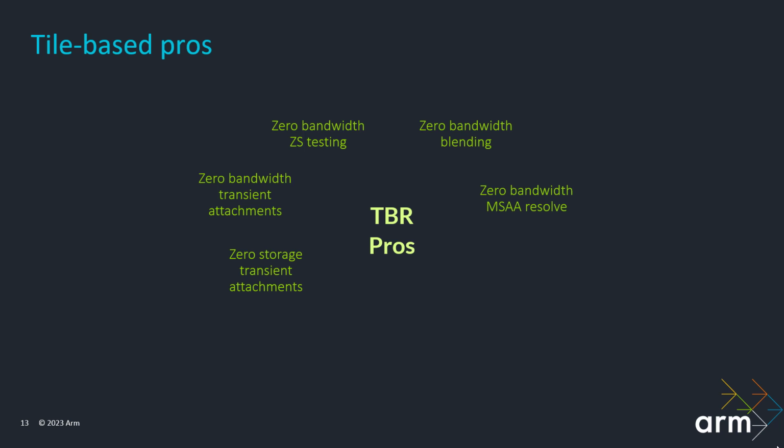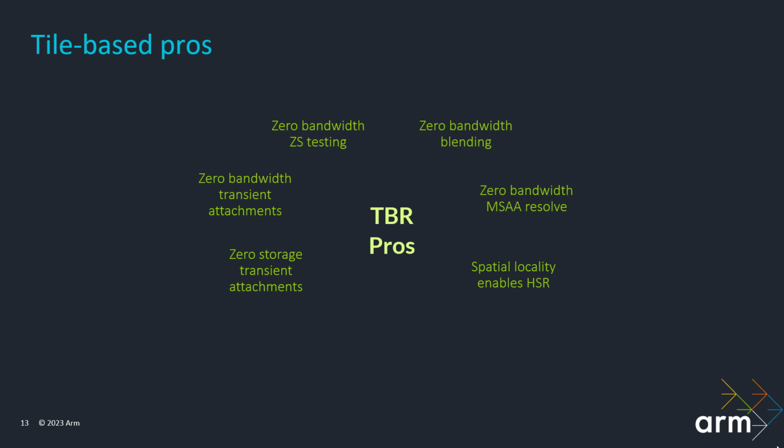We can do zero storage transient attachments, so Vulkan has the idea of lazily allocated memory, so you don't have to back a buffer with physical pages if it's not written. This can significantly reduce the amount of physical memory that your application needs, especially for things like depth and stencil buffers that you may not need to keep.